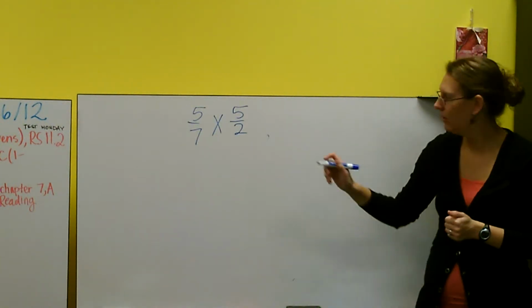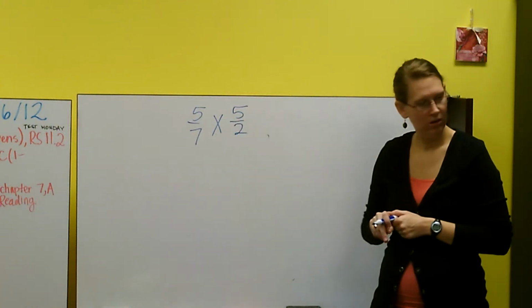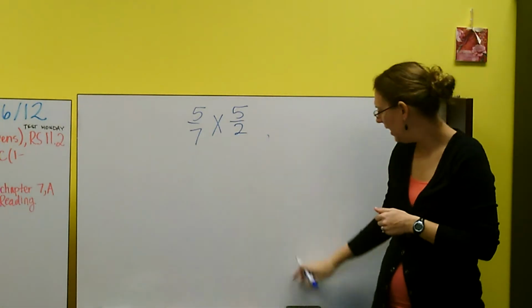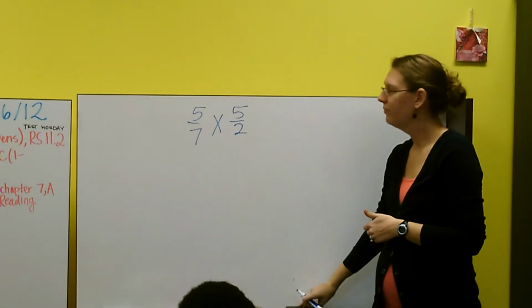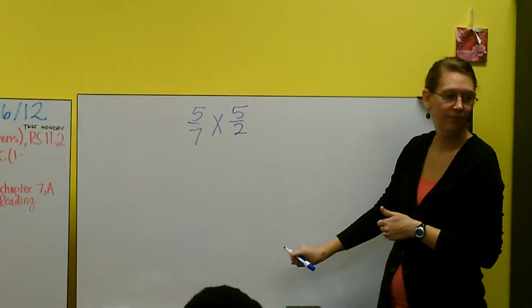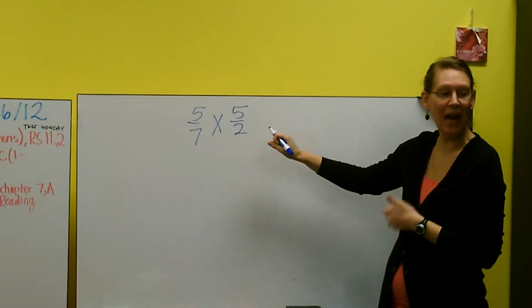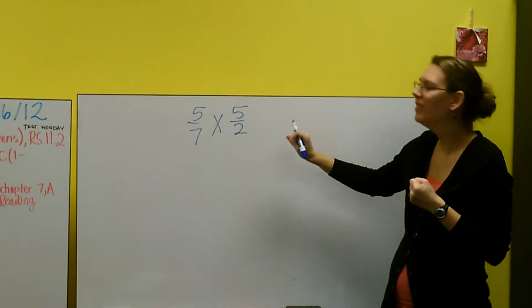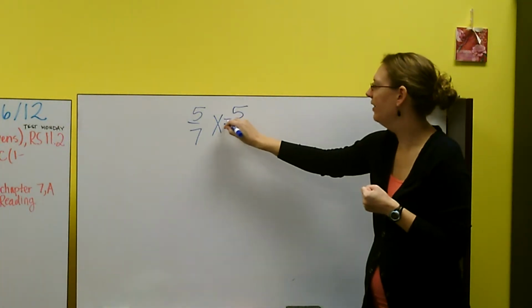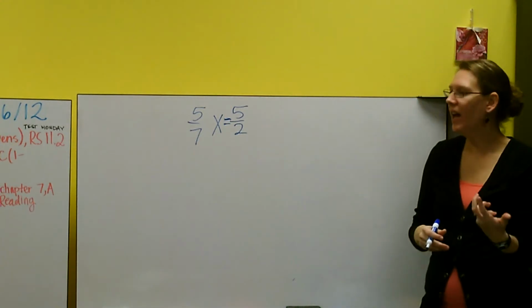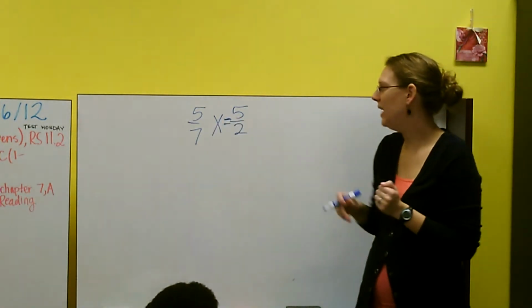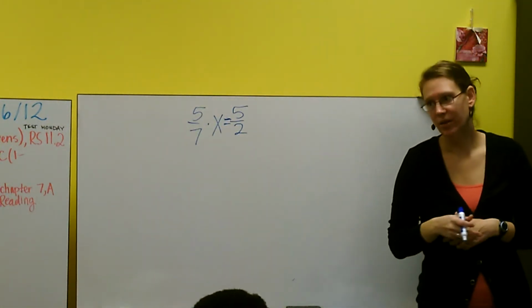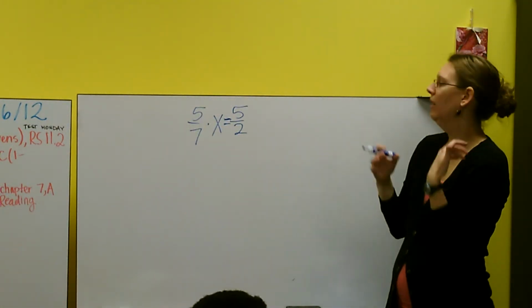You want me to write the word is? We wanted symbols. We need an equal sign in front of the 5 over 2. Right here. So if I have 5 over 7 times x, that's an invisible times. We can put it in, but we don't have to. How do I undo times 5 over 7?